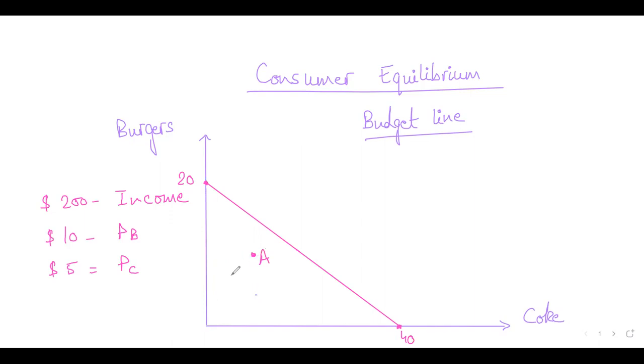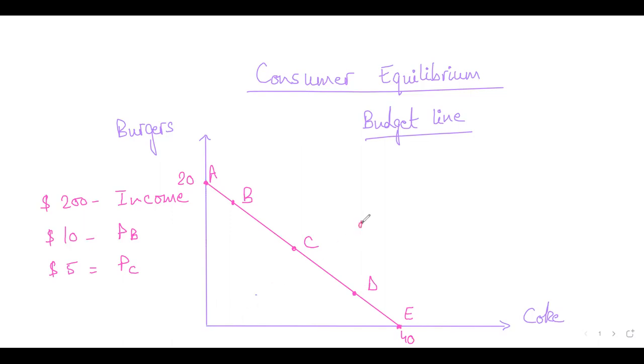Whereas on the other hand, any point on the line, that could be any point, even this point, right? So let's say this point A, or this point B. Any point that's on the line means that the consumer is fully utilizing his or her income, and therefore his or her utility will be maximized on any point on the budget line, not within the budget line.